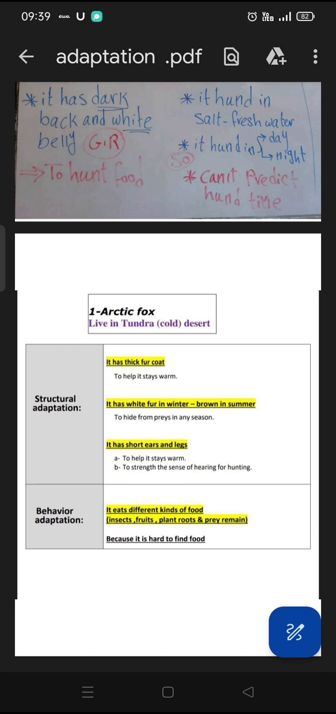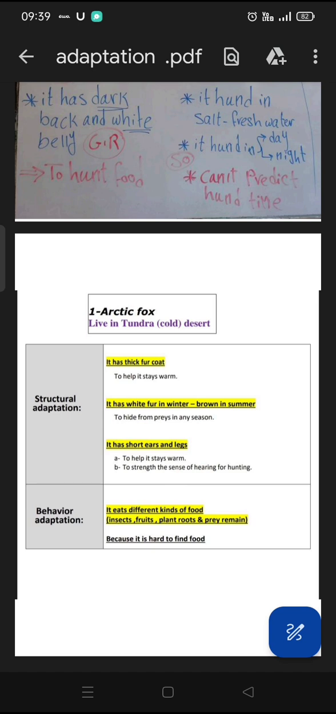Number two, strengths. What is meant by strengths? It has a strong sense of hearing for hunting. Okay, that is the structure adaptation. Why? Thick fur, short ears and legs are parts of the body. So the type of this adaptation is structure adaptation.